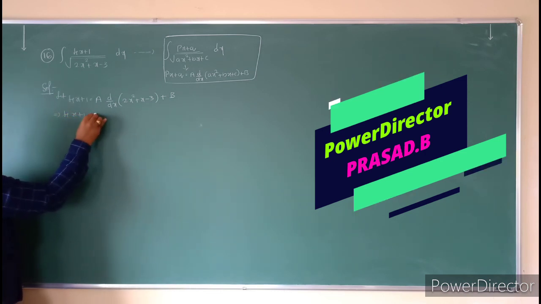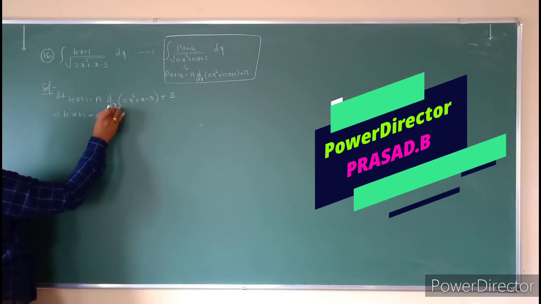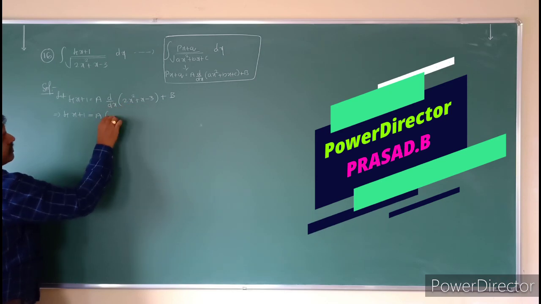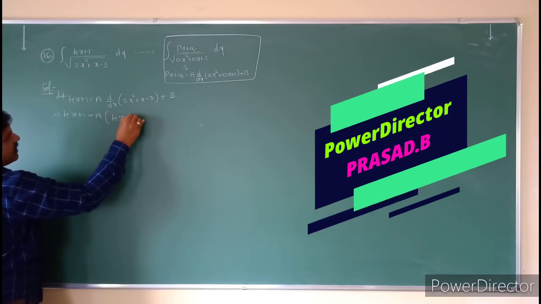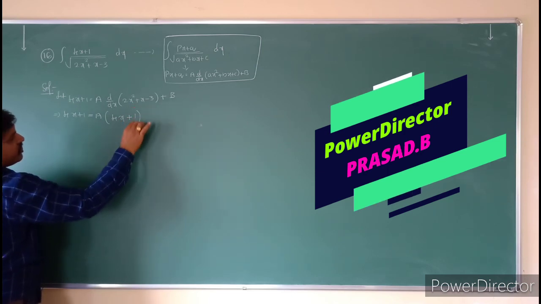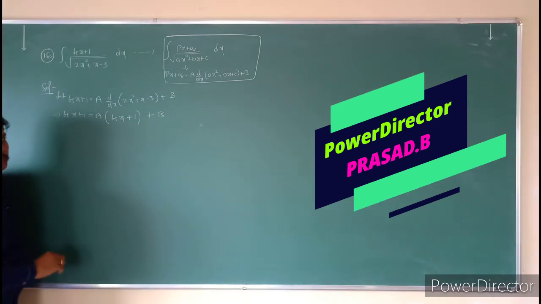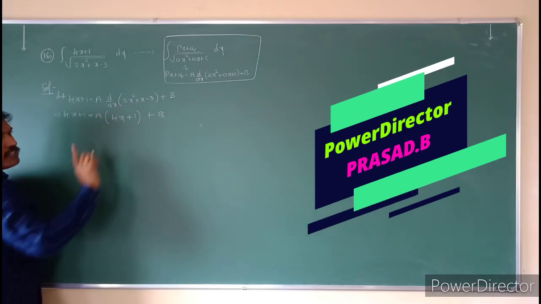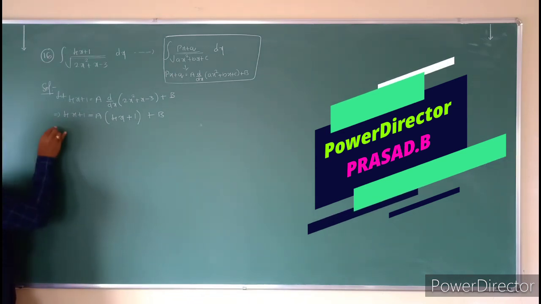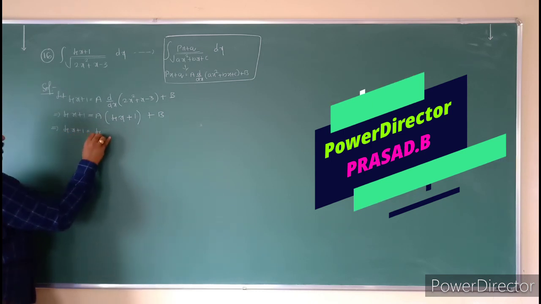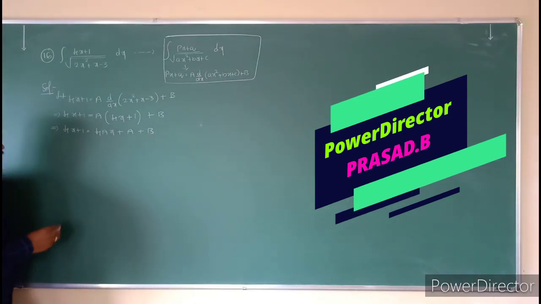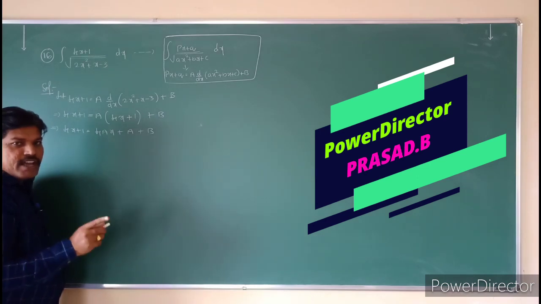So that implies 4x plus 1 is equal to a into derivative of x square, which is 2x. So 2 into 2x is nothing but 4x, plus x derivative is 1, 3 derivative is 0, so plus b. X square derivative is 2x, 2x into 2 is 4x, x derivative is 1, 3 derivative is 0. So 4x plus 1 is equal to, multiplying with a, 4a into x plus a plus b. In this case I have to calculate the a value and b value.